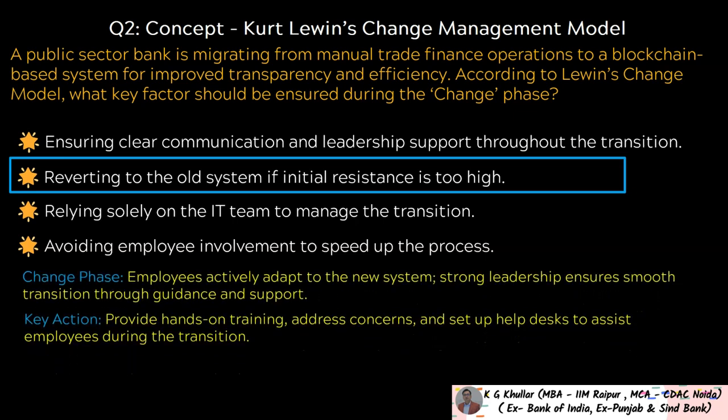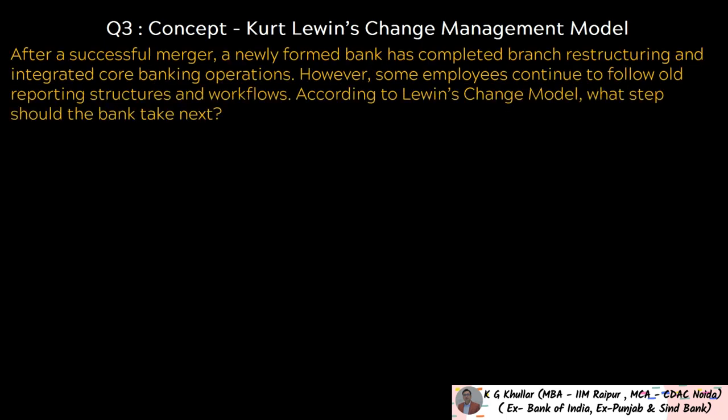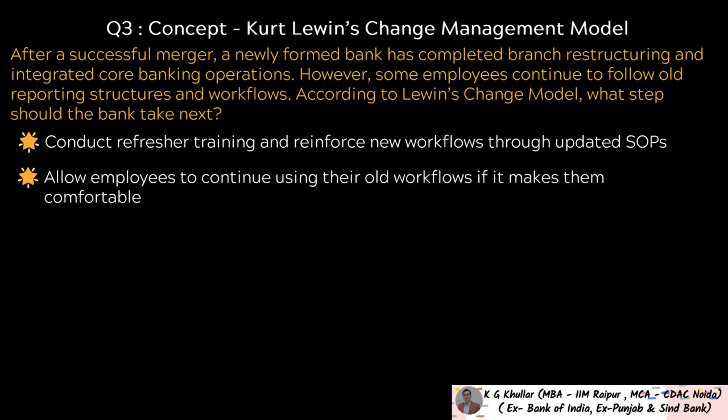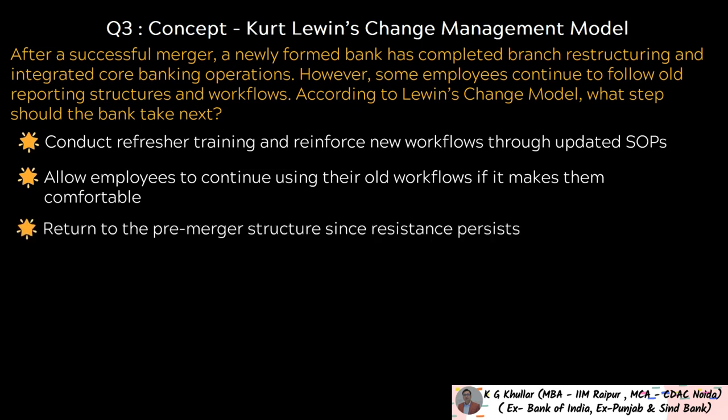Then the next question is, after a successful merger, a newly formed bank has completed branch restructuring and integrated core banking operations. However, some employees continue to follow old reporting structures and workflows. According to Lewin's change model, what steps should the bank take next? And these options are given to you. First option is conduct refresher training and reinforce new workflows through updated SOPs. Then second option B is allow employees to continue using their old workflows if it makes them comfortable. Then third option C is return to pre-merger structure since resistance persists. And last option D is terminate employees who are resisting change.